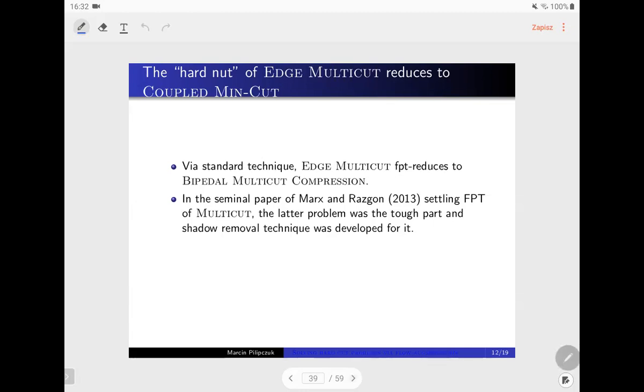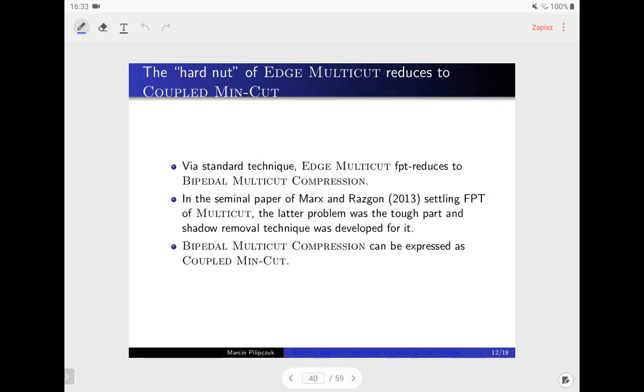Okay, and what our other motivation for the coupled mean cut is that this problem is more difficult than the bipedal one. By doing a bit more massaging on the bipedal problem, you can reduce it to the coupled mean cut. So we are actually solving a problem that's more difficult than bipedal multicut compression. It covers bipedal multicut compression.